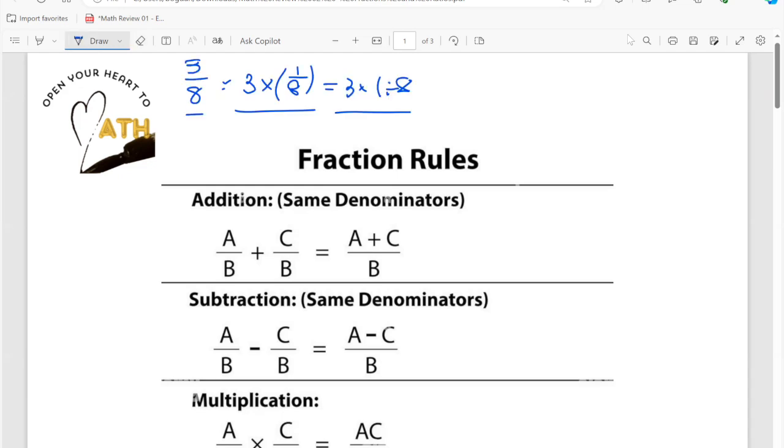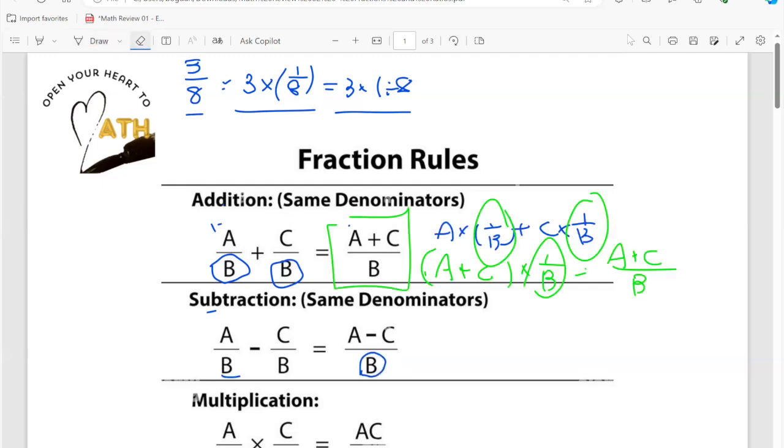So you can only add or subtract if the denominators are the same. So here the denominator is b in both, so I can add the numerators together. Same thing for subtraction. The bottom is the same, so I can combine it. Okay?